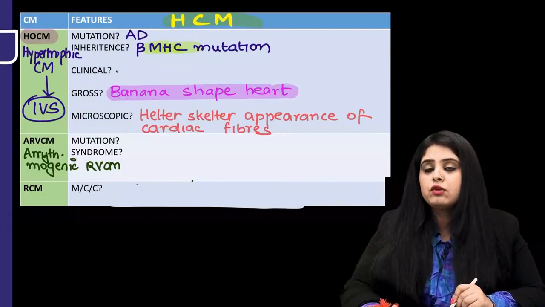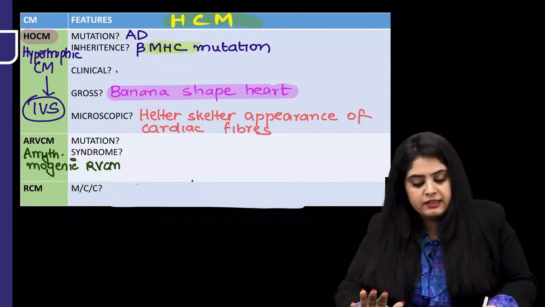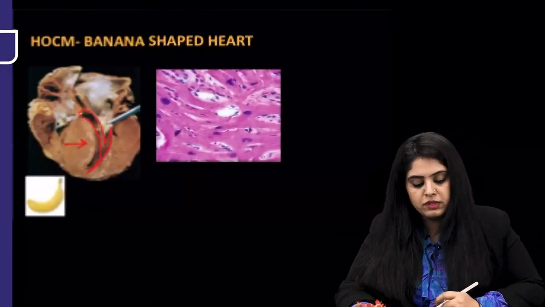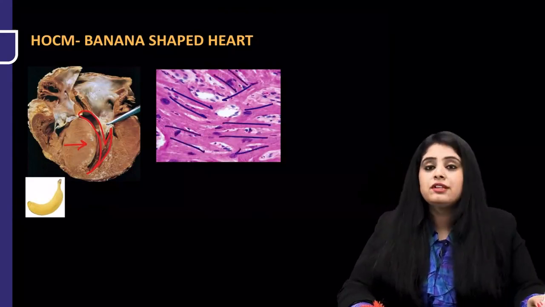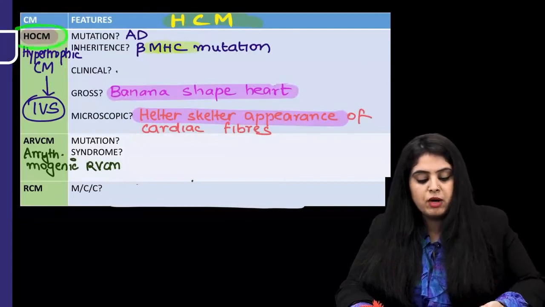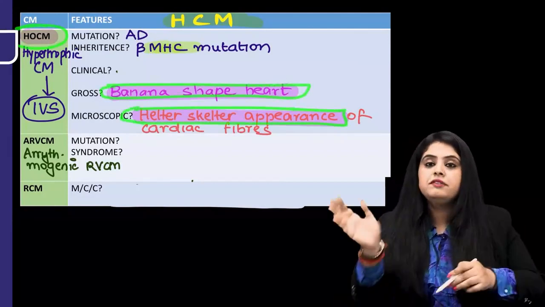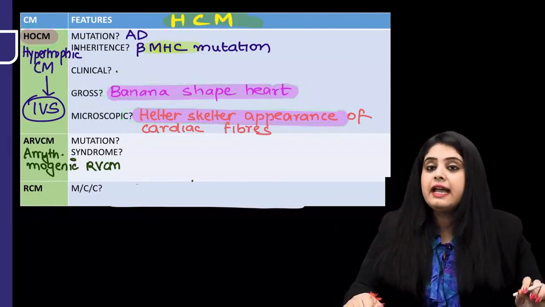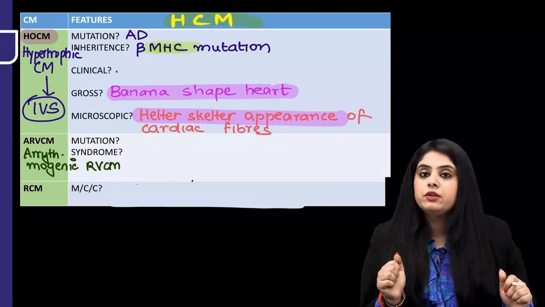And what do you see microscopically? Mess. All the fibers are going left, right, helter-skelter appearance. Look at this photo. All the fibers are going left, right, oblique, diagonal, horizontal, vertical. So that is known as the helter-skelter appearance. So remember, in hypertrophic cardiomyopathy, we see the banana-shaped heart, and microscopically, we see all the fibers going left and right, and that is the helter-skelter appearance.